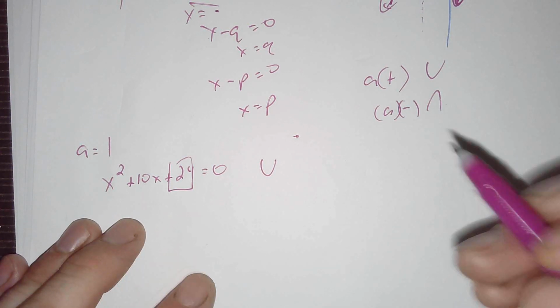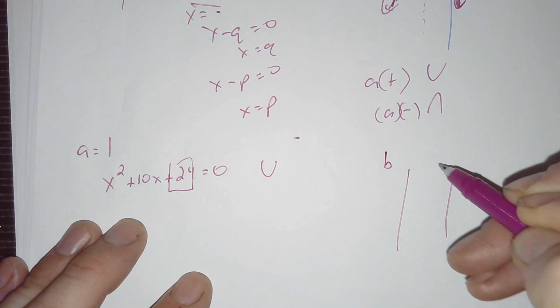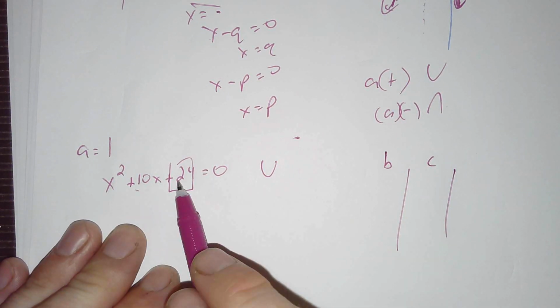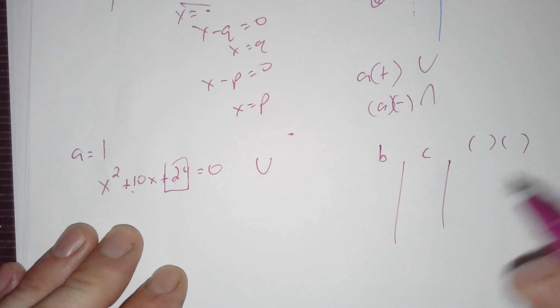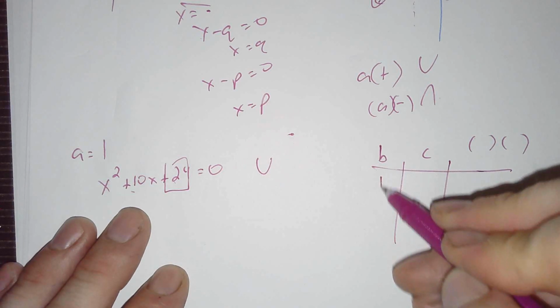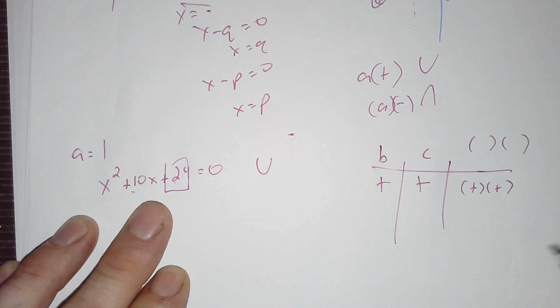All right, so remember, we have this table. This is my B term sign and my C term sign, and then the parenthetical pair as a result. So if I have a plus and a plus for my B and C, it results in a plus and a plus in my parentheses.